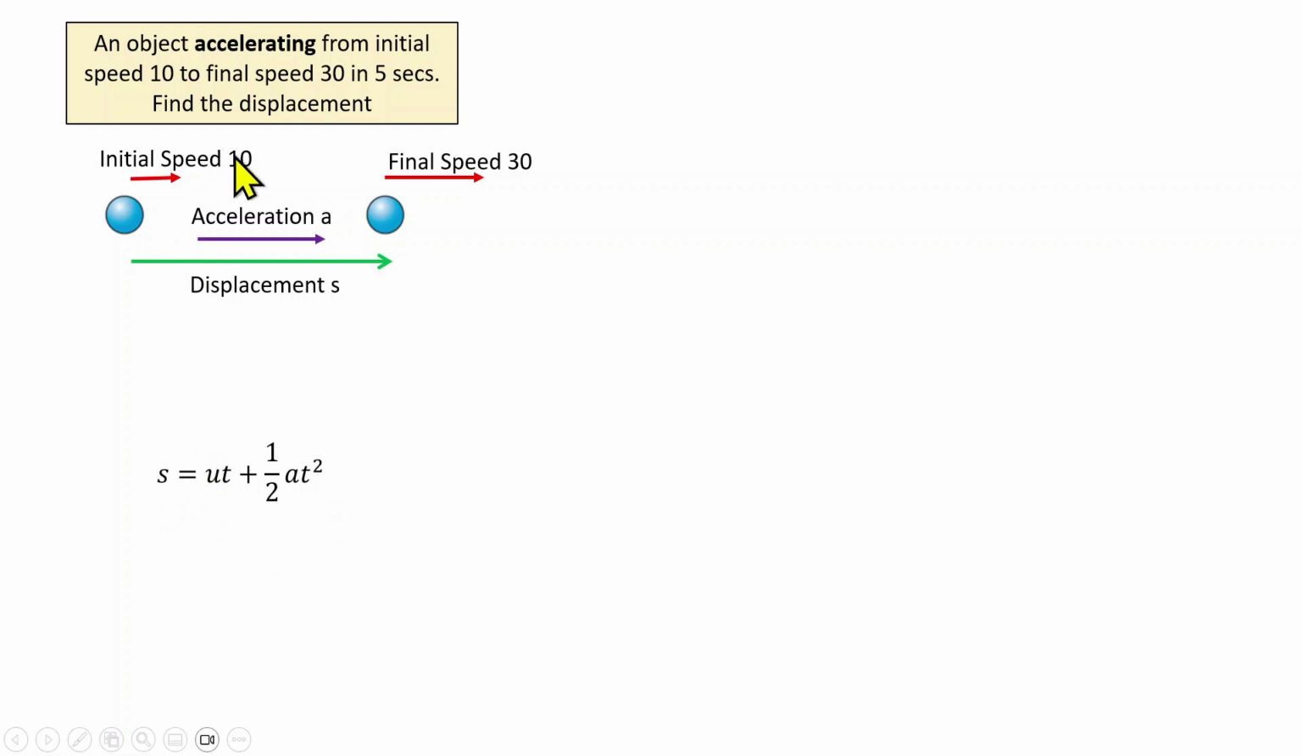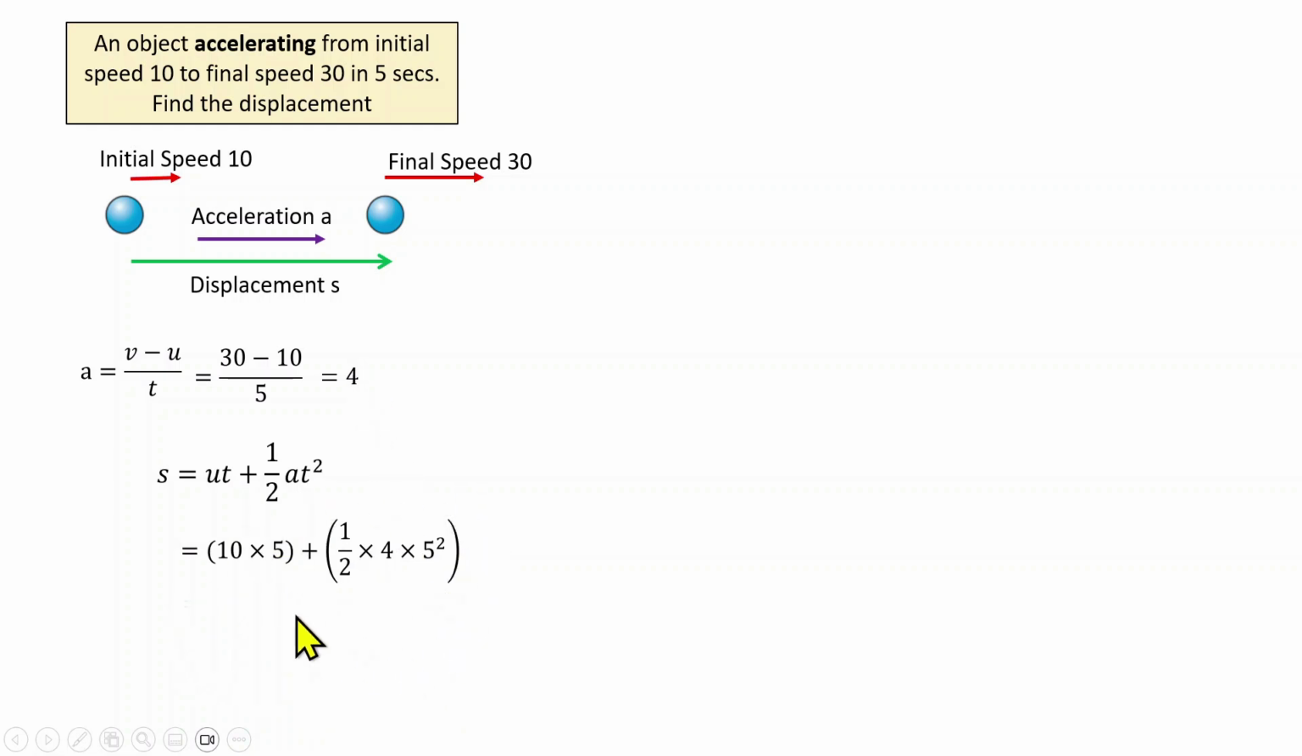Now, the value of u is 10. The time value is given as 5 seconds, but we don't have the acceleration. So to find the acceleration, we are going to use the basic expression, the change in velocity upon time. So v minus u, final speed is 30, initial speed is 10. So if we subtract them, 30 minus 10 divided by the time taken, which is 5. And if we solve this, we will get 4 meter per second square as the value of acceleration. And now let us put all the values here. So the displacement value will come out as u is 10, time is 5, acceleration we just found out as 4.